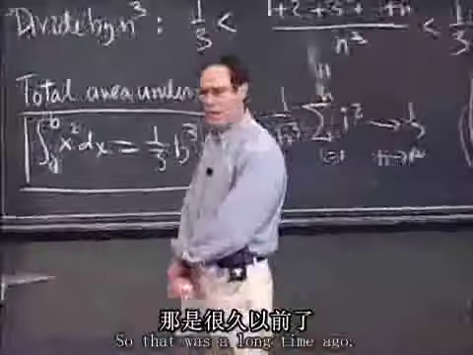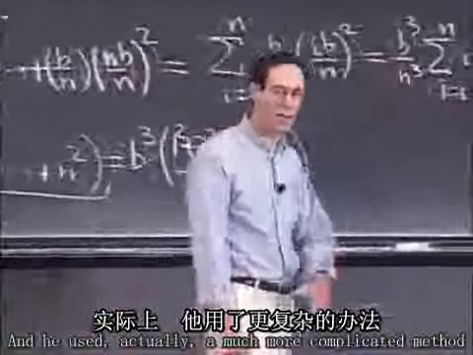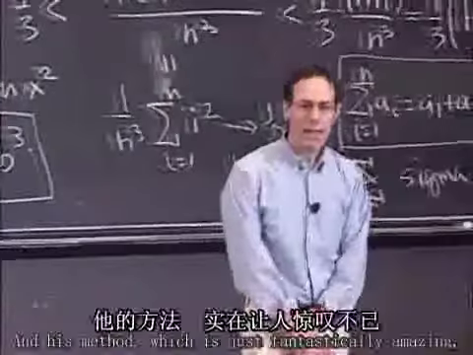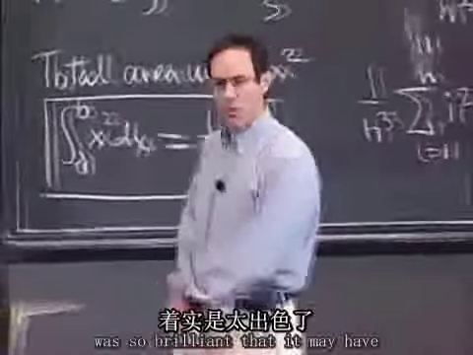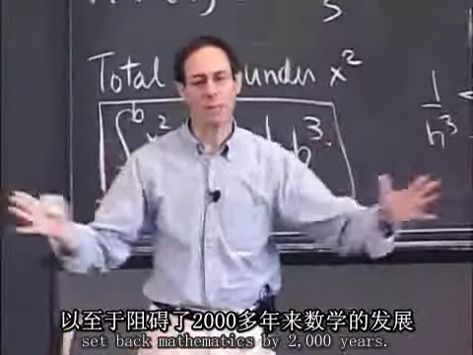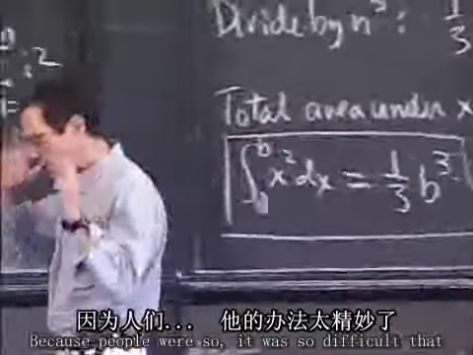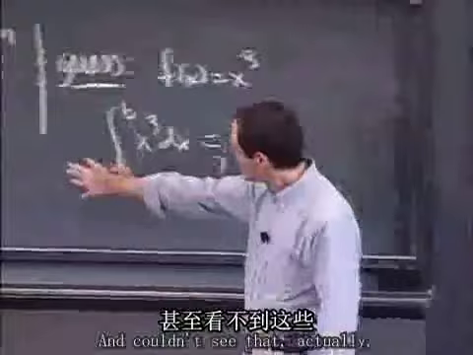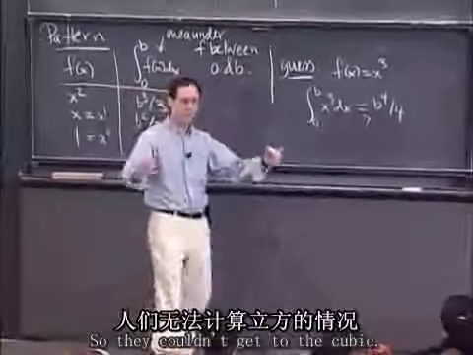So that was a long time ago. It was after the pyramids, and he actually used a much more complicated method than I just described here. His method, which is just fantastically amazing, was so brilliant that it may have set back mathematics by 2,000 years. It was so difficult that people couldn't see this pattern and couldn't see that actually these kinds of calculations are easy, so they couldn't get to the cubic.